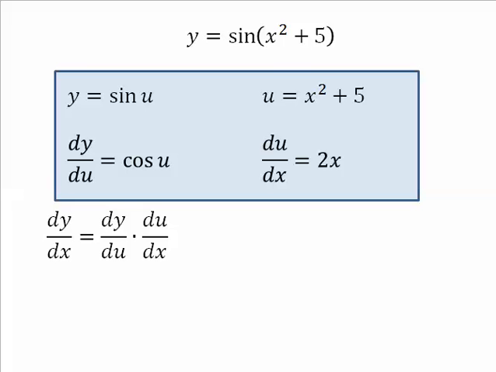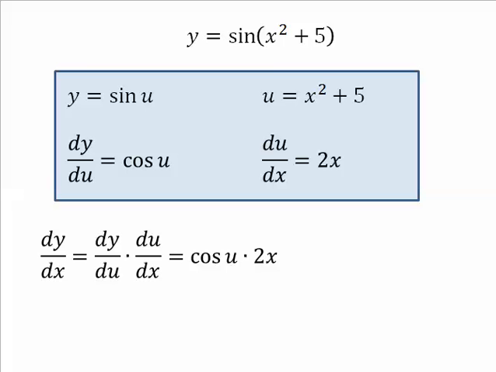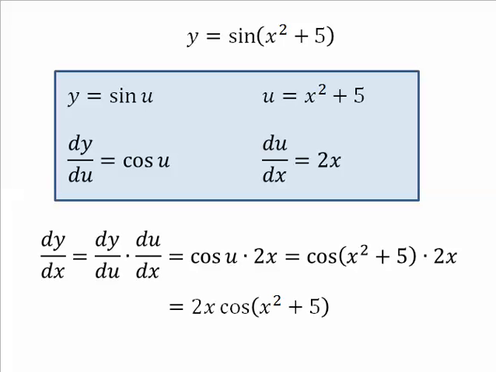Well, dy/du is cosine of u, and du/dx is 2x. And so now, to find dy/dx, I'll just find the product of dy/du times du/dx. So what is the product? It'll be the cosine of u times 2x. What you want to do next is replace u with what it is, x squared plus 5. And so you get cosine of x squared plus 5, all of that times 2x. And generally, we like to put the 2x out in front so that we don't accidentally bring it into the cosine where it doesn't belong.